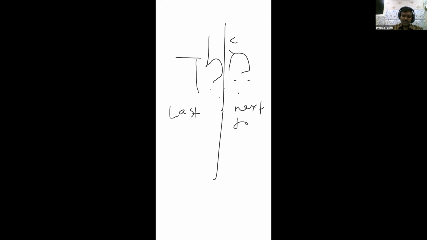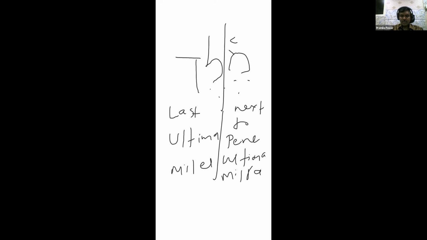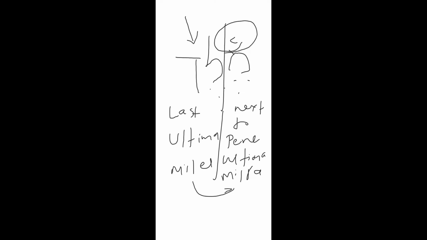So this syllable is called ultima, and this is called penultima. Ultima, penultima, milra or mil'el, any name you can give. So whenever the accent falls on the next to the last syllable, then only this accent mark is supplied. Otherwise, it is considered that in every verb, every noun, the accent falls on the last syllable. Got it?